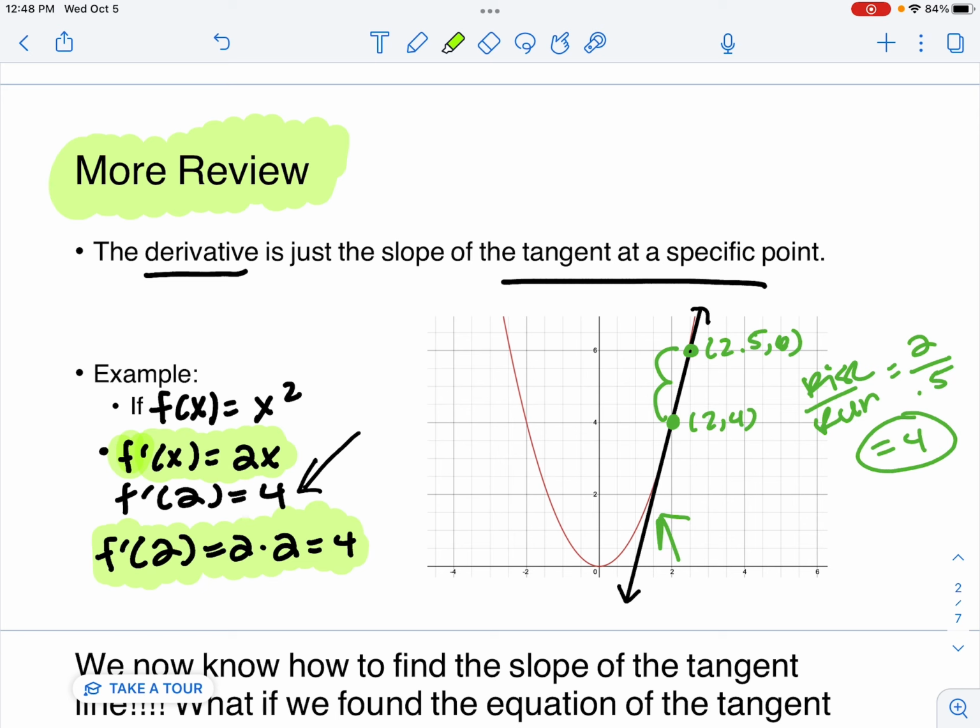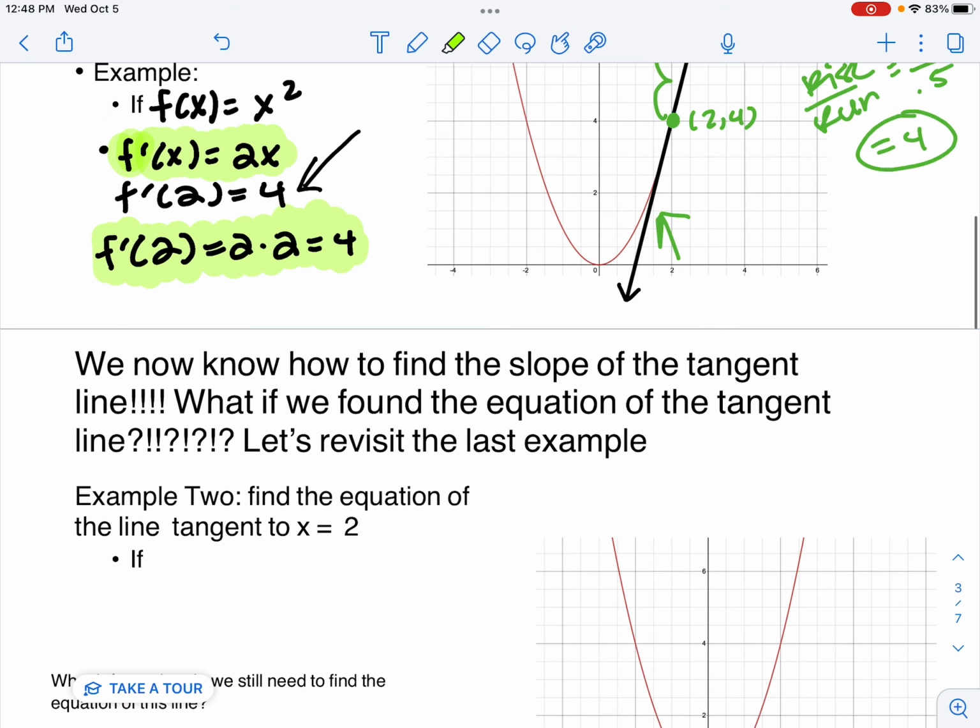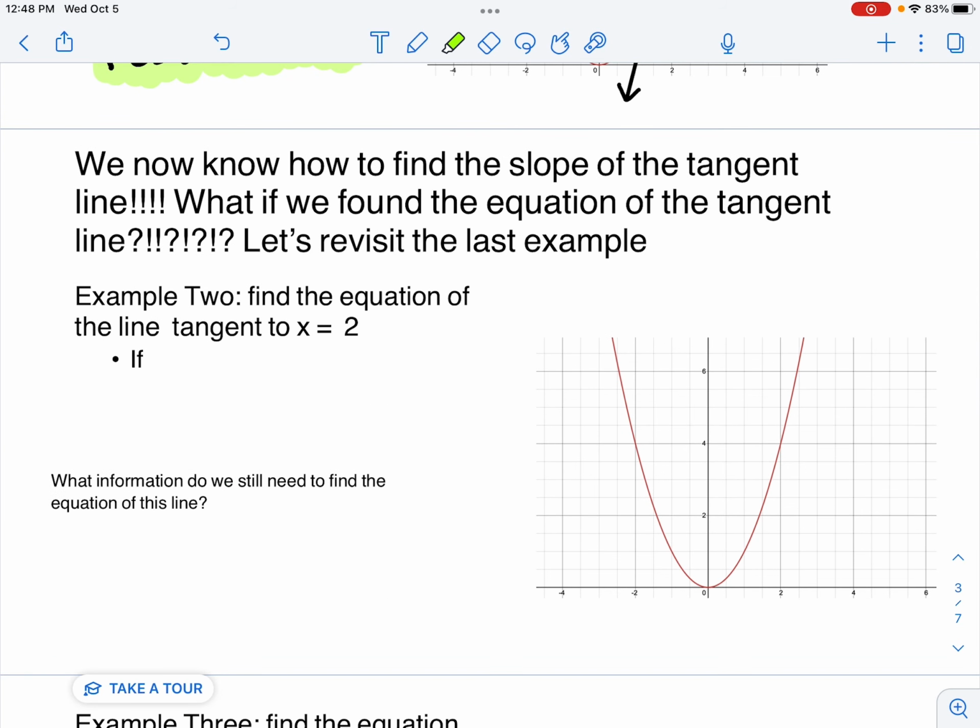So the derivative at 2 is the same thing as the slope of the tangent line at 2. That's going to come in handy with what we do next, and that should have been just review from the last couple days. So I wrote here, we now know how to find the slope of the tangent line. You just take the derivative. But what if we had to find the equation of the tangent line? We don't just want the slope, we want the whole equation. So we're going to keep working with that last example right there.